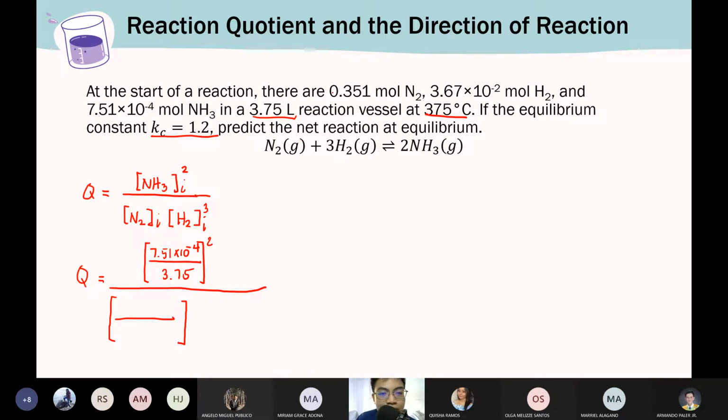This is N2. So, 0.351. Okay. And then, sa baba, 3.75. Wala siyang exponent. Edi sige. And then, ano pa? Yung H2. So, ito na yung concentration ng H2. Edi divide ko na lang sa 3.75. Okay? Medyo binabagalan ko, ha? Yan.